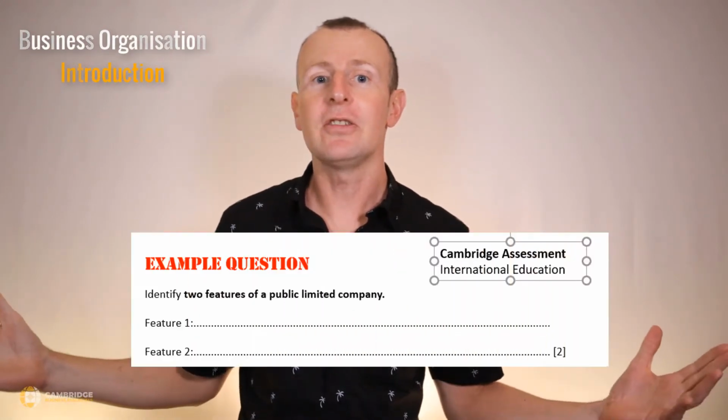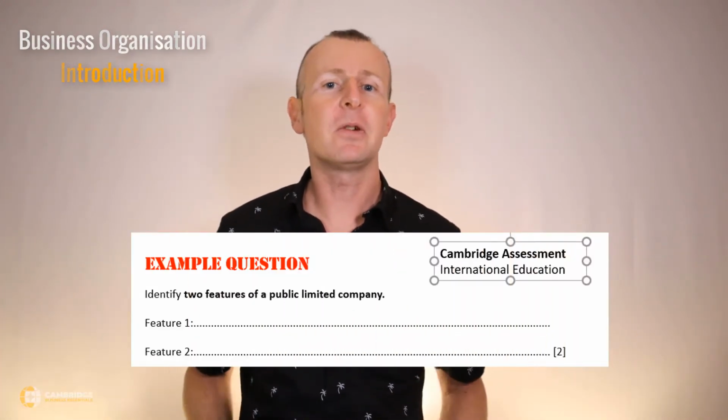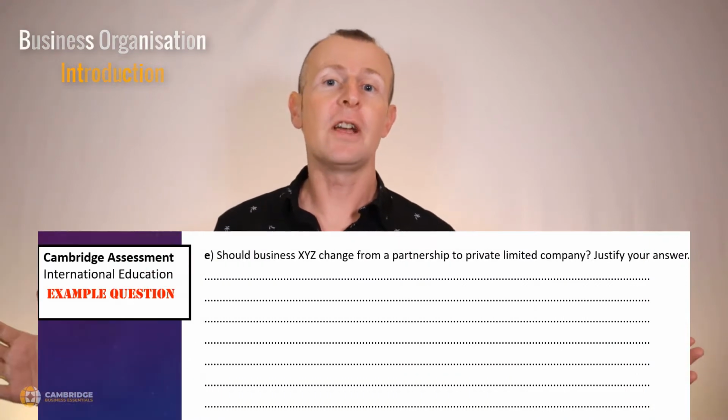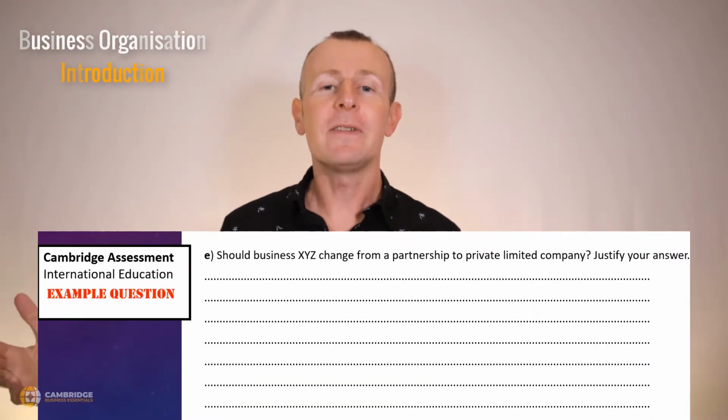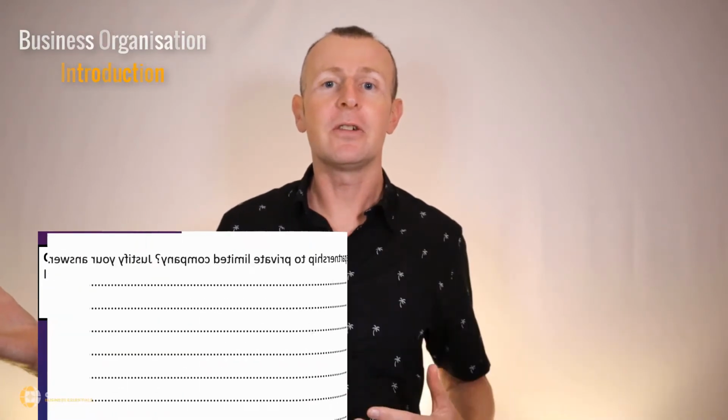There's 2 types of question that you'll normally be asked. Short answer knowledge questions about features of different types of business organisation, and longer questions where you will be expected to analyse and evaluate the benefits of changing from one type of business organisation to another. But let's start by looking at the big picture and then put in the different types of business organisation.